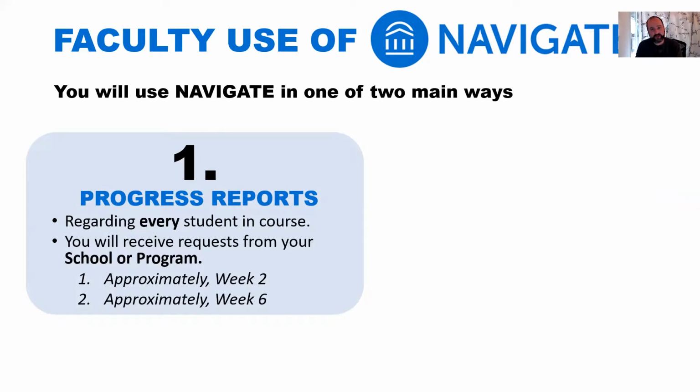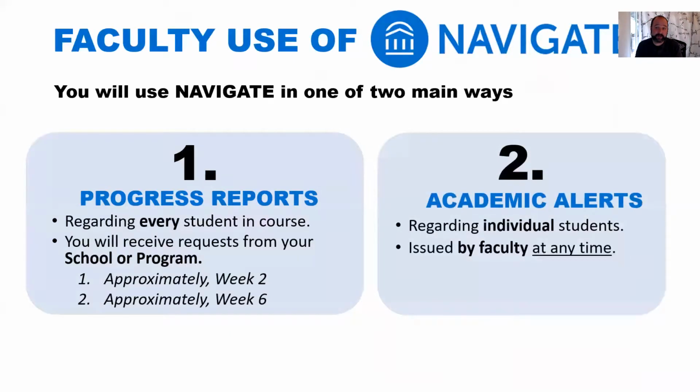The other way that you can use Navigate is through academic alerts. And that is typically involving individual students, one at a time. You're seeing a problem, they're failing your class, they're having behavioral issues, whatever it is, and you issue that alert on that student of your own accord, right?